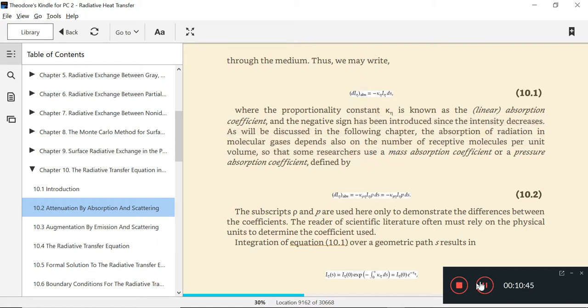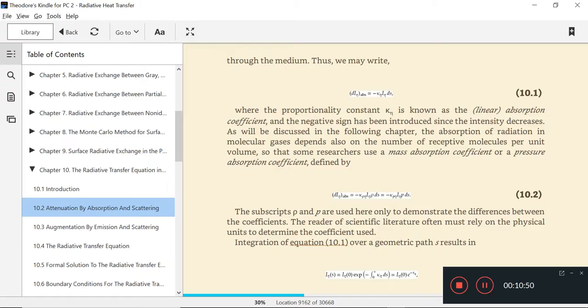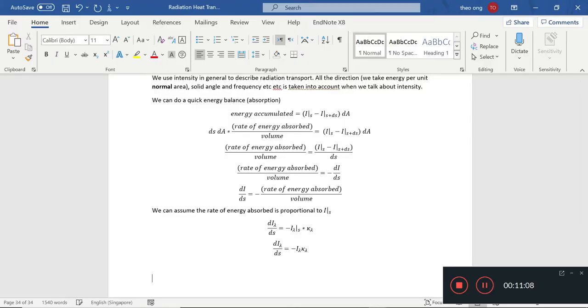Now, you can see in the textbook they use a kappa eta, which is slightly different because they use a wave number as the reference. So you have intensity per unit wave number. In this case, we use intensity per unit wavelength, so it's slightly different. But physically, they mean very similar things, so we don't really have to worry too much.